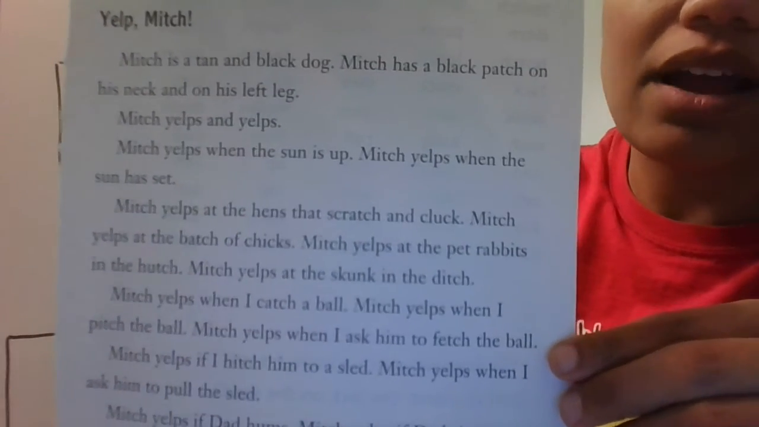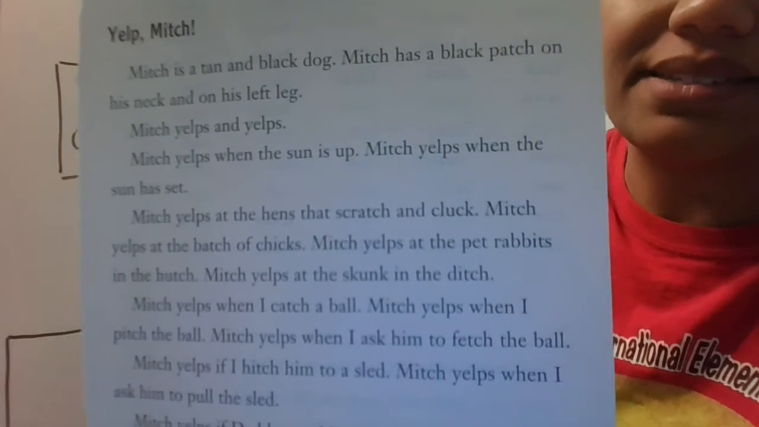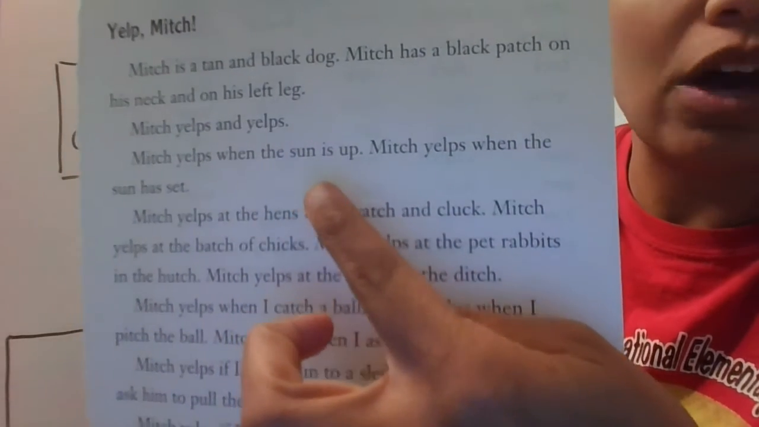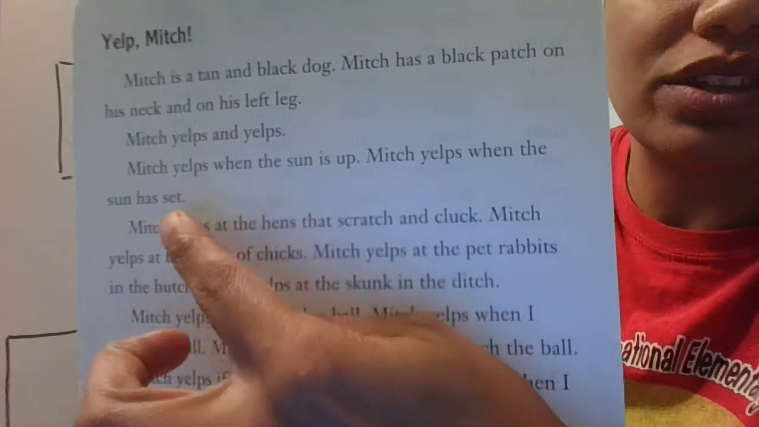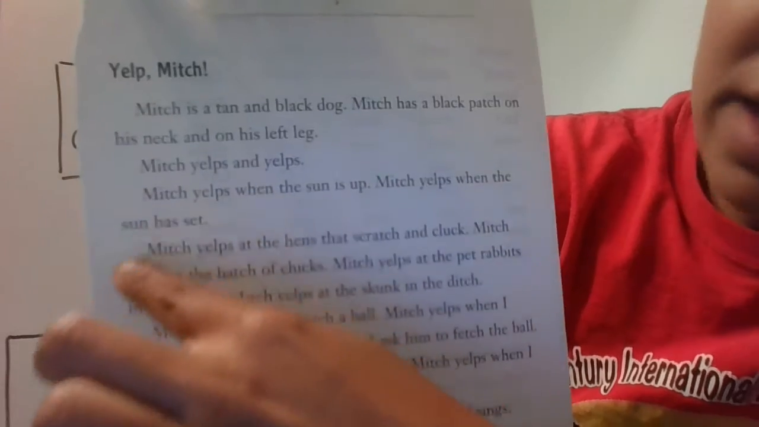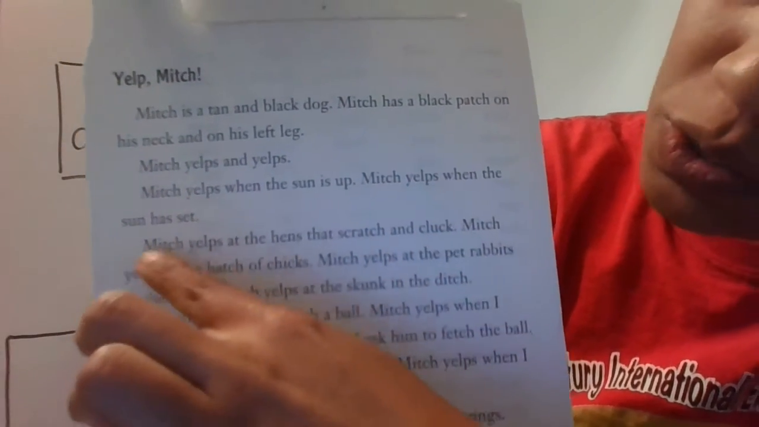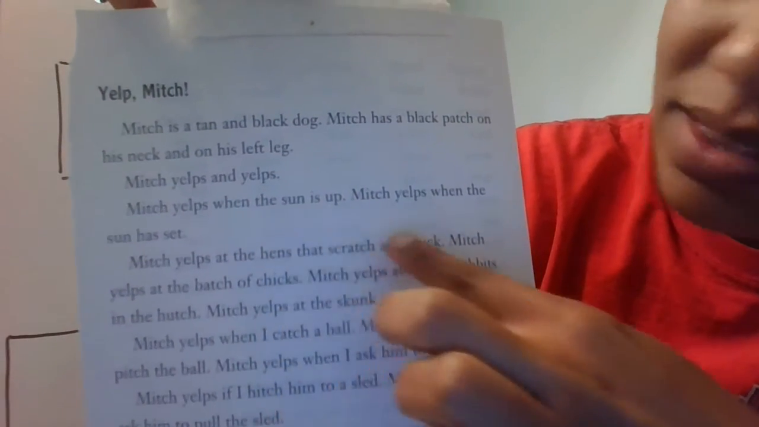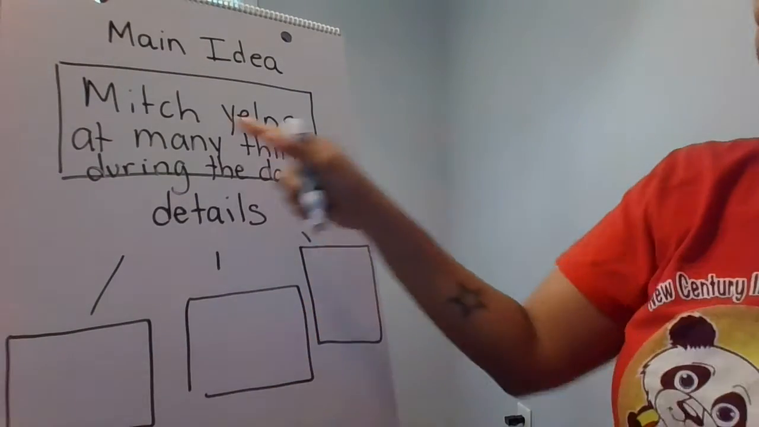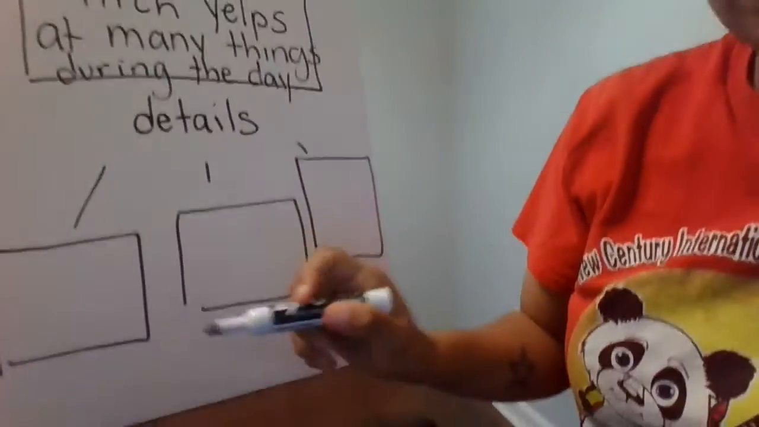So what I'm going to do is, I already see examples of what Mitch likes to yelp at and when he does. One example is he yelps when the sun is up, but he also does it when the sun sets. And there are lots of examples here, but I'm going to pick the first one. He yelps at the hens that scratch and cluck. So I'm going to add those times of him yelping throughout the day.